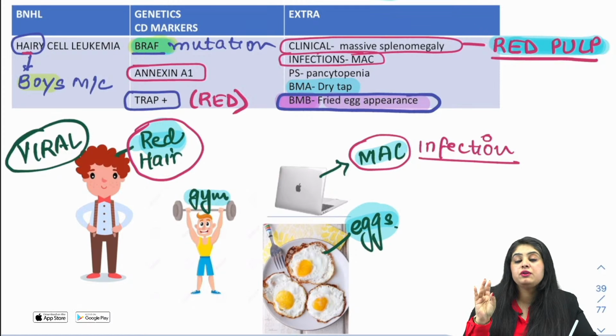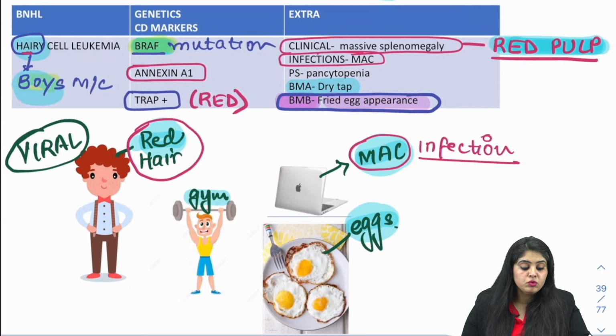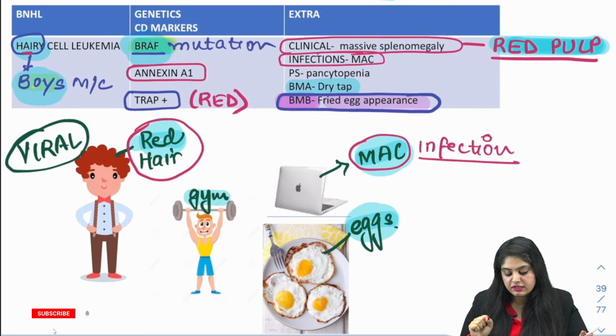The eggs will remind you of fried egg appearance. His MAC book and his show-off will remind you of MAC infection. Hairy, boys are more hairy, so this is seen more commonly in boys. And this is a bigda hua brat boy, so you're gonna see that is BRAF mutation. I hope that is okay.